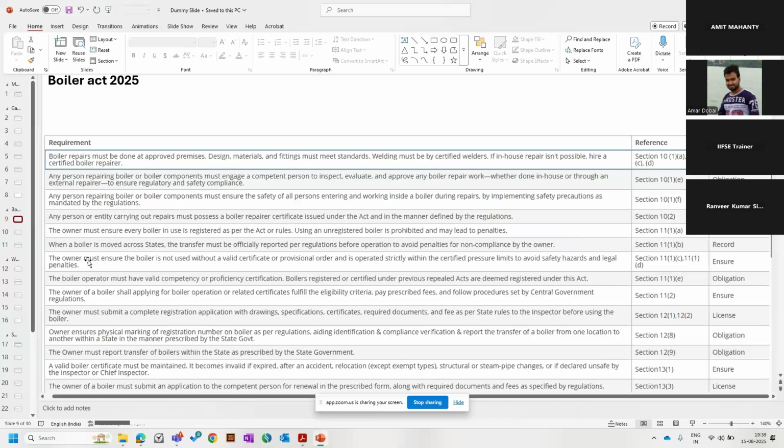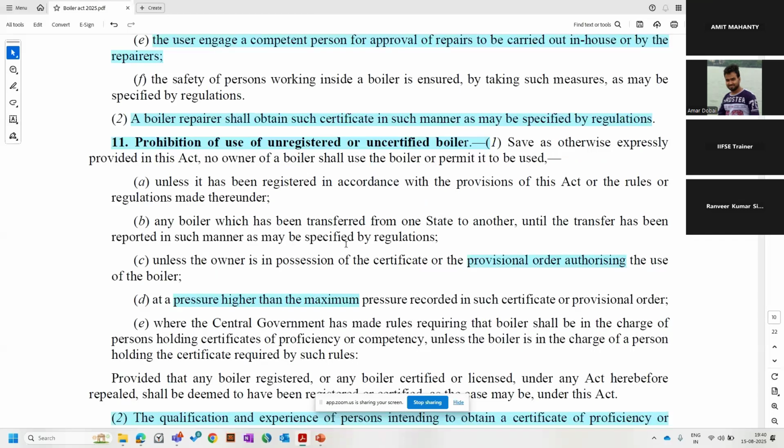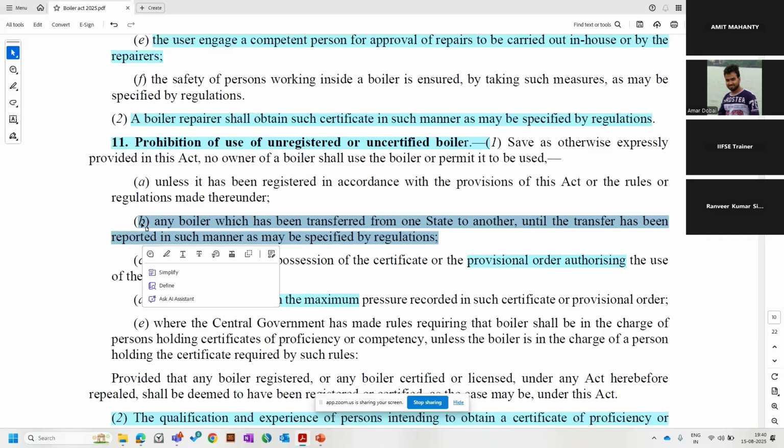Then 11(1)(b): when the boiler is moved across states, a transfer must be officially reported per the regulations before operation to avoid penalties and non-compliance by the owner. If the boiler is being transferred from one state to another, it has to be informed to the concerned authorities to avoid the penalties.